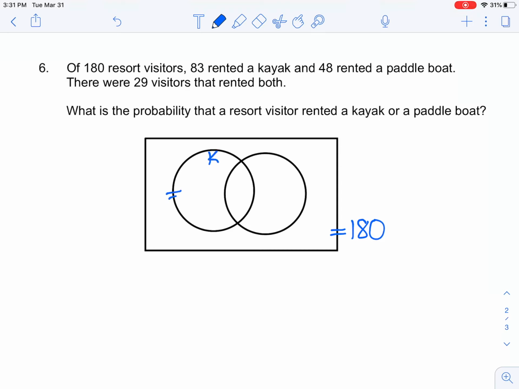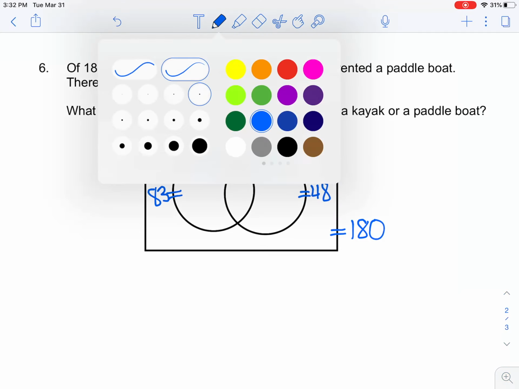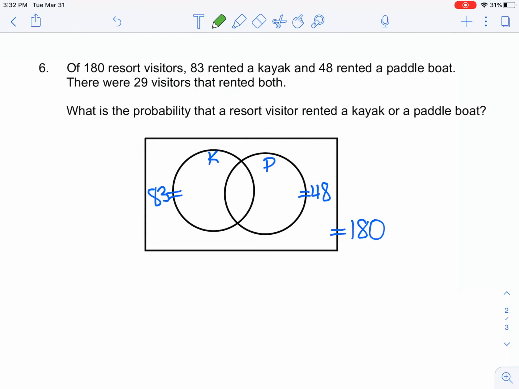Then we have those who rented a kayak, which was 83 total, and then those who rented a paddle boat, which was 48 total. There were 29 visitors that rented both of them, so we would go to our overlap of kayak and paddle boat, and that's where we would write our 29. So now we can use those numbers to fill out the rest of our Venn diagram. Let's start by taking 83 minus 29, which equals 54.